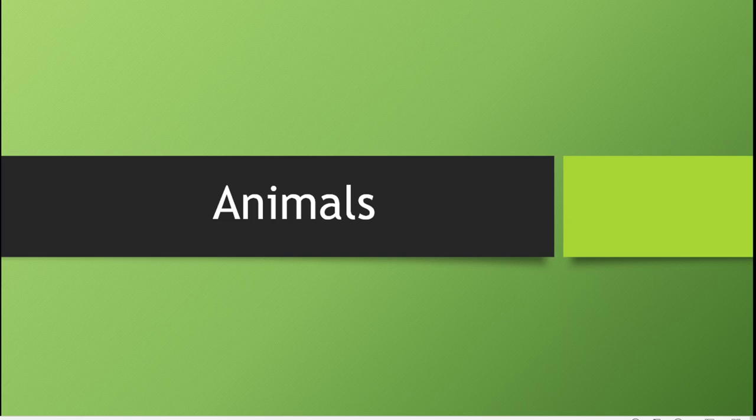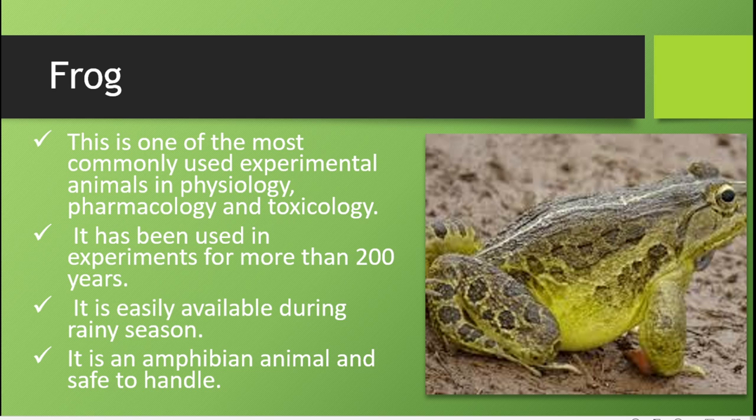Next, animals which are used in our experiments. First animal is frog. This is one of the most commonly used experimental animals in physiology, pharmacology, and toxicology. We have been using this animal for more than 200 years, and it is easily available in rainy season, and it is an amphibian animal and safe to handle.